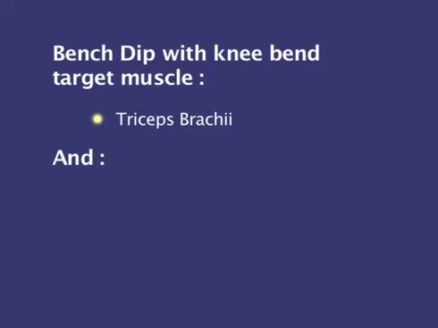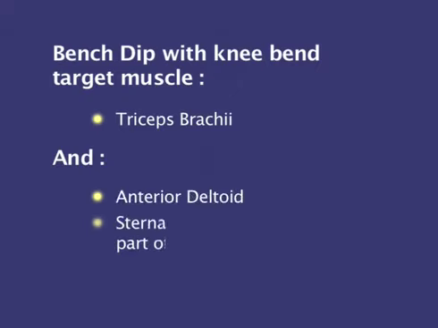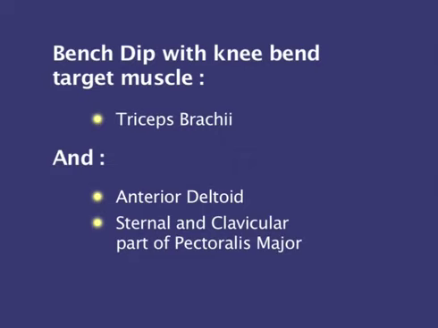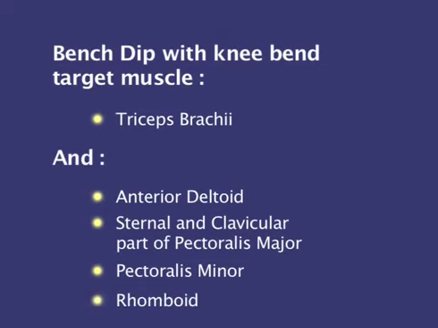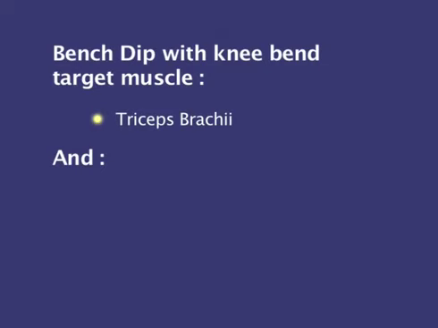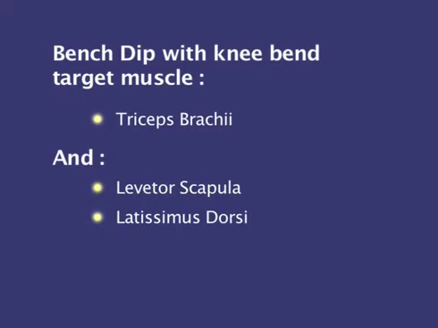The muscles acting synergistically along with the triceps brachii to do the bench dip are the anterior deltoid, sternal and clavicular part of the pectoralis major, pectoralis minor, rhomboids, levator scapulae and latissimus dorsi. These are the muscles acting synergistically along with the triceps brachii to do the knee bend bench dip.